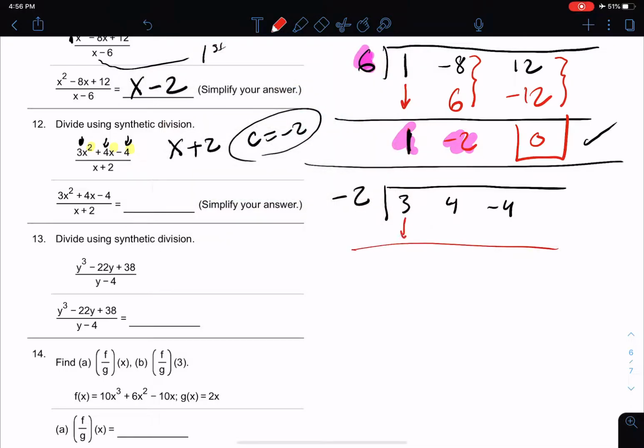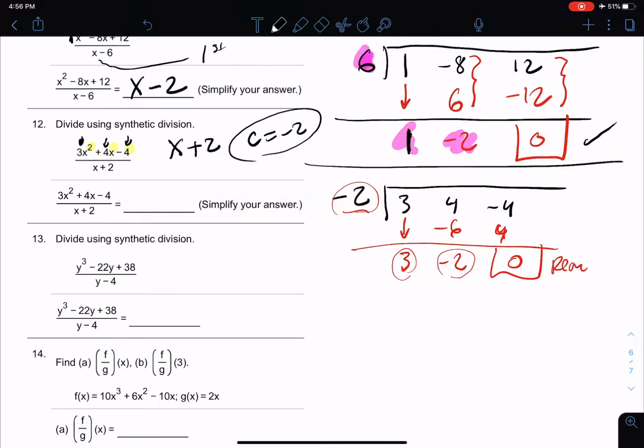You drop down the 3, and then 3 times -2 is -6. Add them up is -2. -2 times -2 is positive 4. And add that up and you get 0. Once again, that's always your remainder. So we know we have a remainder of 0.